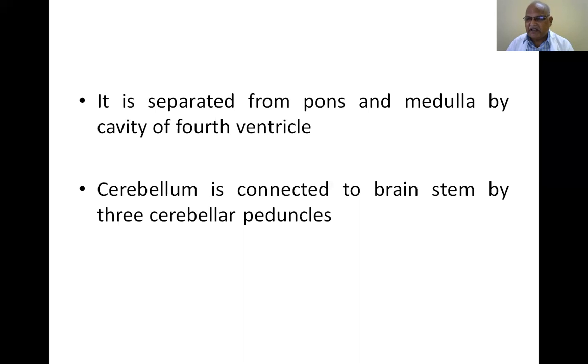So 3 peduncles connect this cerebellum with the brainstem: the midbrain, first part of the brainstem, with the superior cerebellar peduncle; the middle part, that is the pons, with the middle cerebellar peduncle; and the lower part of the brainstem, that is the third part, the medulla, with the inferior cerebellar peduncle. So the cerebellum present in the posterior cranial fossa is connected with the entire brainstem.